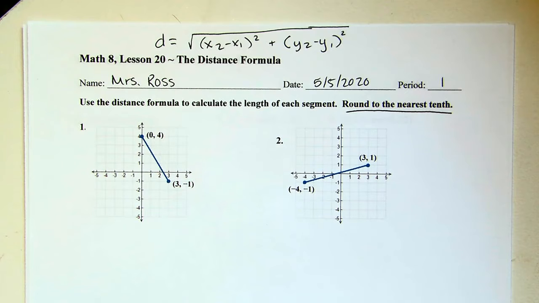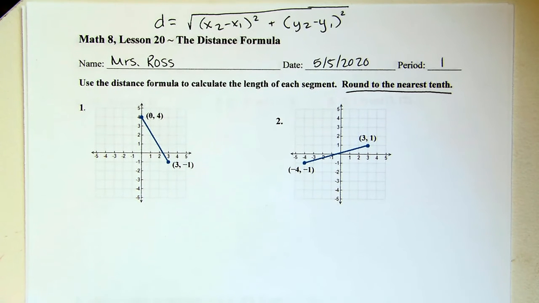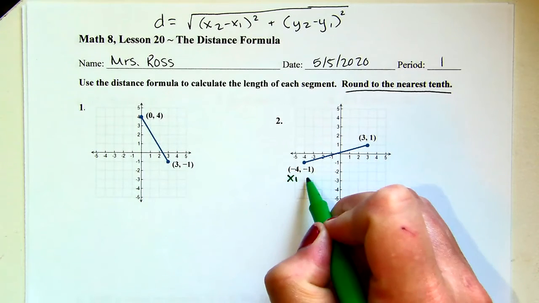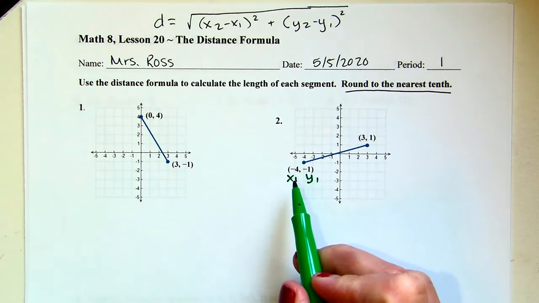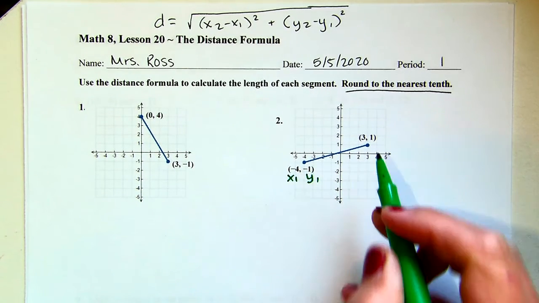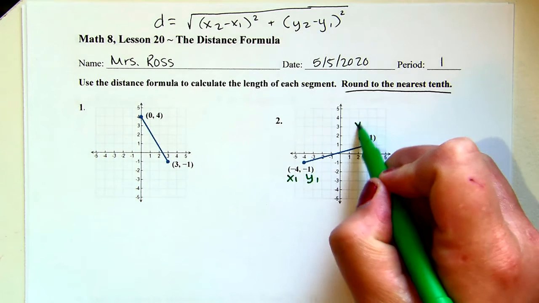Next, I'm going to do number 2 to begin with and let you guys practice number 1 on your own. Okay? So here, for number 2, let's start off by identifying what is our x1, y1 and what is our x2, y2. Here, I have x1, y1 as (-4, -1) because it's the first coordinate point we see. And over here, I have x2, y2 as (3, 1).